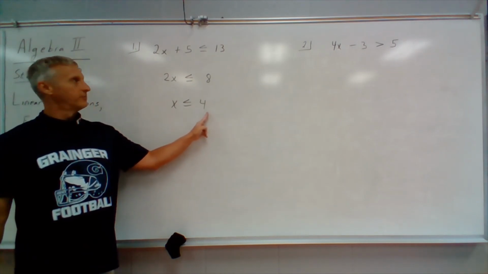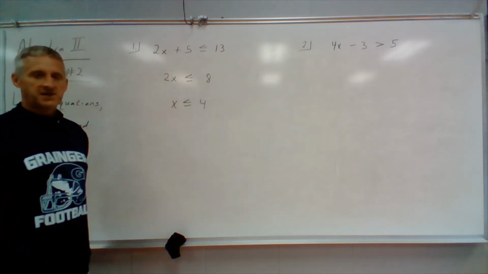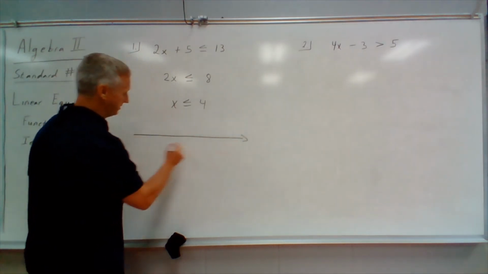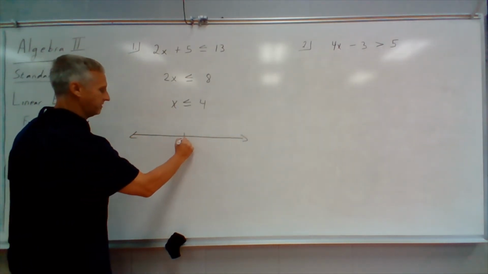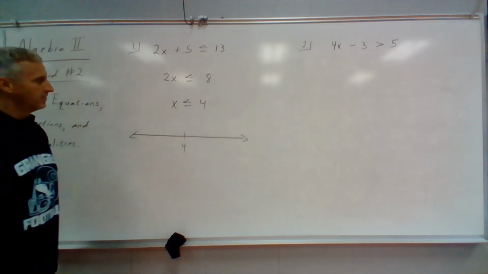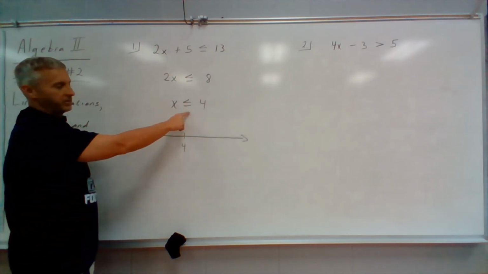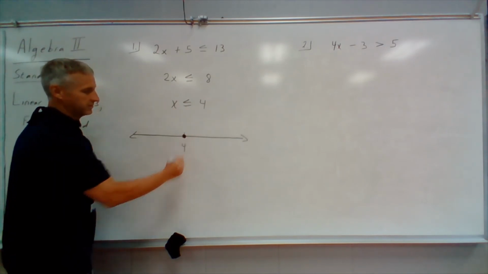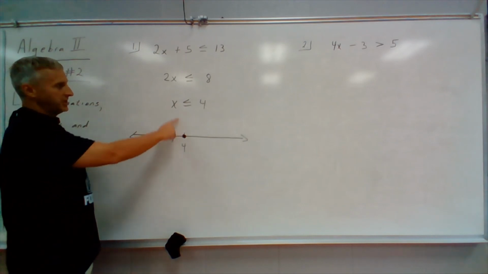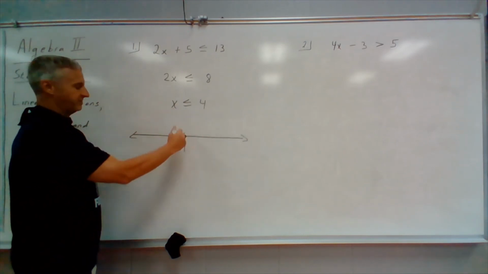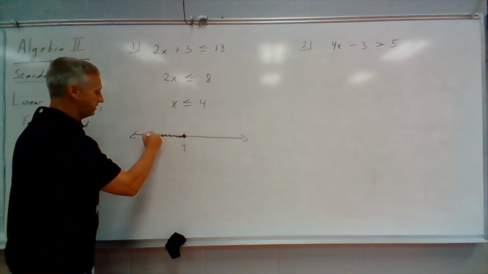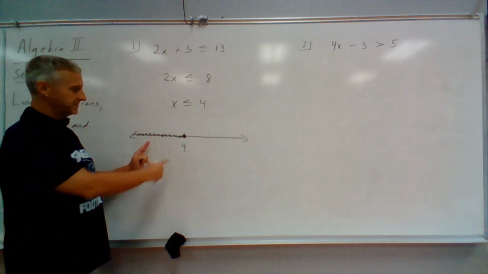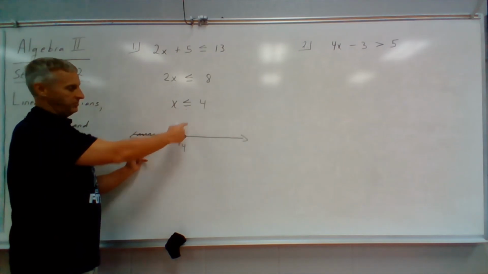So let's represent that solution set on a graph. Here's 4. Less than or equal to, so x could equal 4. So I'm going to put a closed circle right there. And I'm going to shade in every number that's less than 4, all of these numbers out this way forever and ever. What I'm saying is that any number that's less than 4 or equal to 4 should make this a true statement. So let's check some and see.